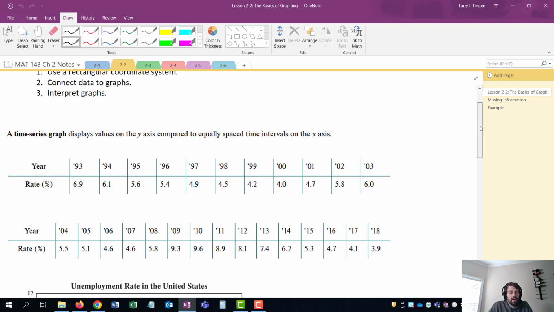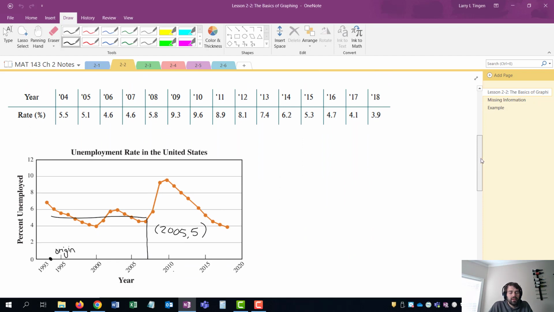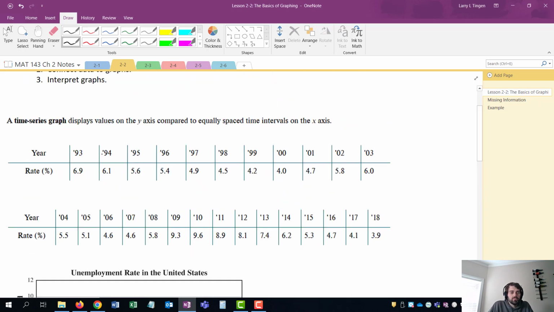So let's take a look at the graph. On the x-axis, we see the year, and then on the y-axis, we see the percent unemployed. So for example, let's take a look at this first data point. In 1993, the unemployment rate was 6.9%. So that means the point 1993, 6.9 was created.